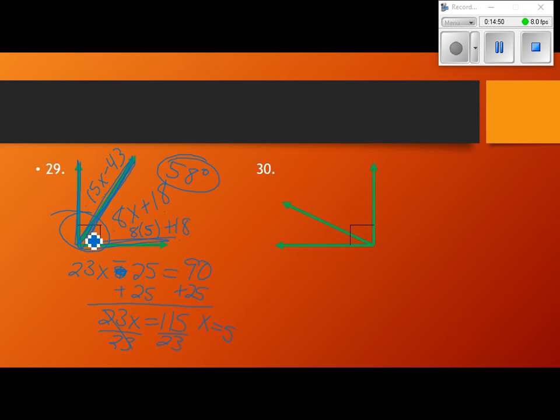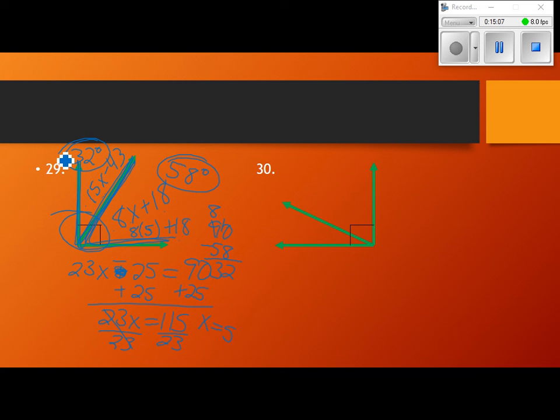I knew the two of them together add up to 90, so now I just take 90 minus 58. Borrow here, make that an 8. That's 2, 32. So this other angle over here is 32 degrees. That's your other answer.